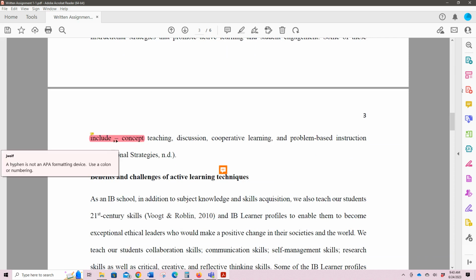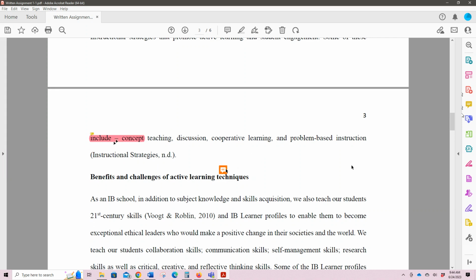A dash or a hyphen is not a formatting device in APA. So when you have a list of things like they do here, you should have a colon, or if you number them, number 1, concept teaching, 2, discussion, 3. This is just a simple list. So really all they need is a colon.